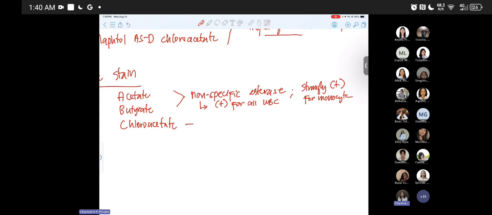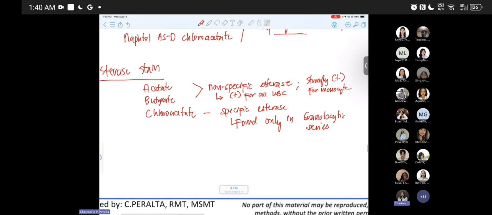Si chloroacetate, this is a specific esterase stain found only in granulocytic series. So, ibig sabihin, kapag si chloroacetate yung ginagamit, we are trying to determine if granulocytic ba yung mga cells. Okay? Granulocytic in origin. So, mga neutrophils, eosinophils, basophils. Kasi siya lang yung magpa-positive sa chloroacetate esterase stain. So, for monocytes, so meron tayong ginagamit for granulocytic series, si chloroacetate.